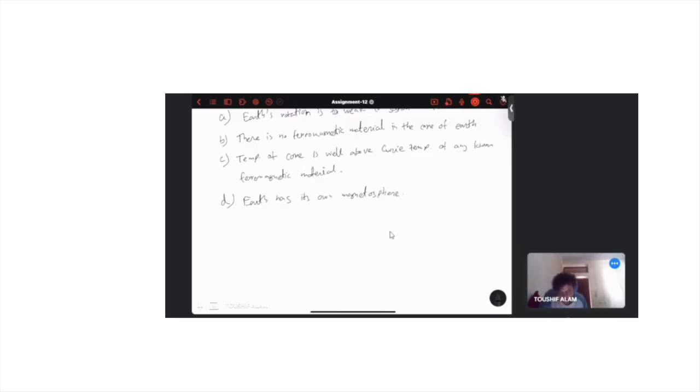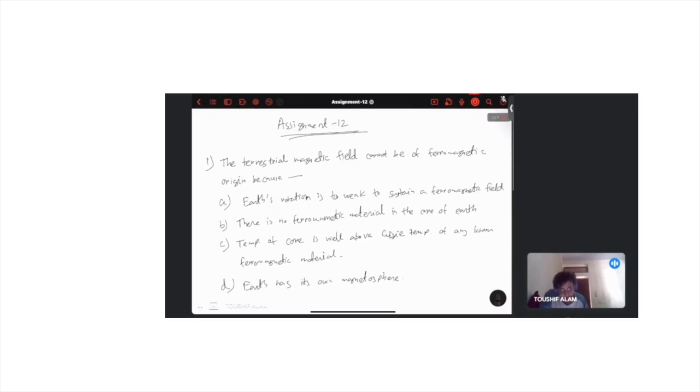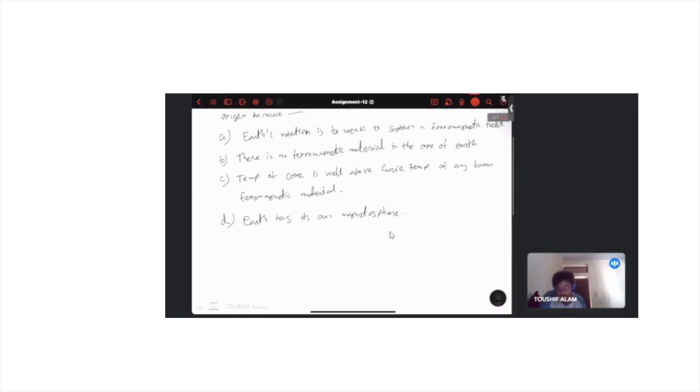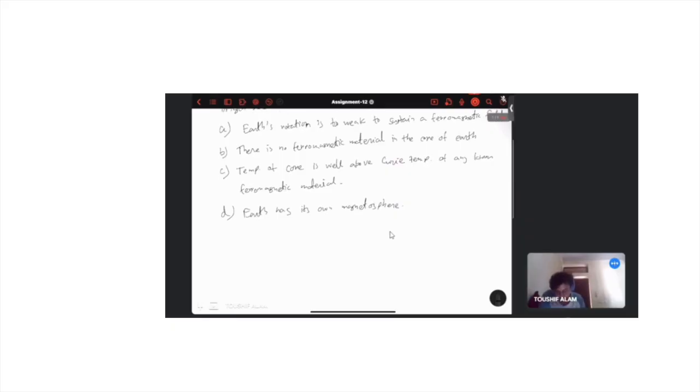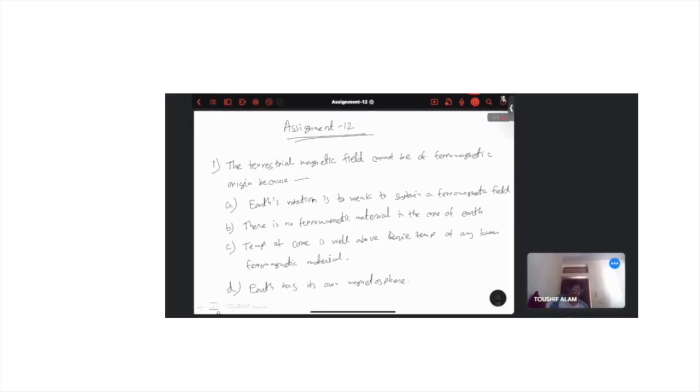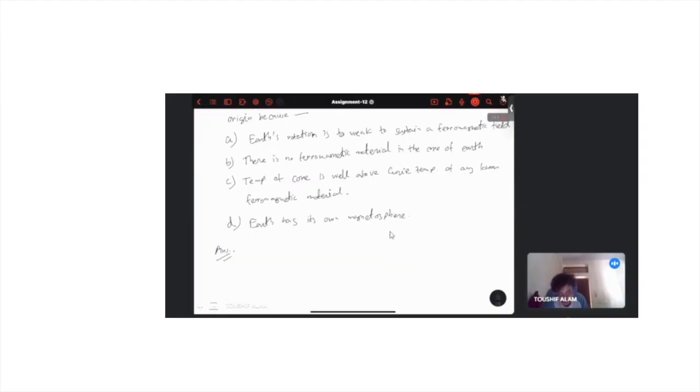So obviously the terrestrial magnetic field cannot be ferromagnetic. Terrestrial magnetic field means the Earth's surface magnetic field, because obviously the temperature of the core is well above the Curie temperature of any ferromagnetic material, right?